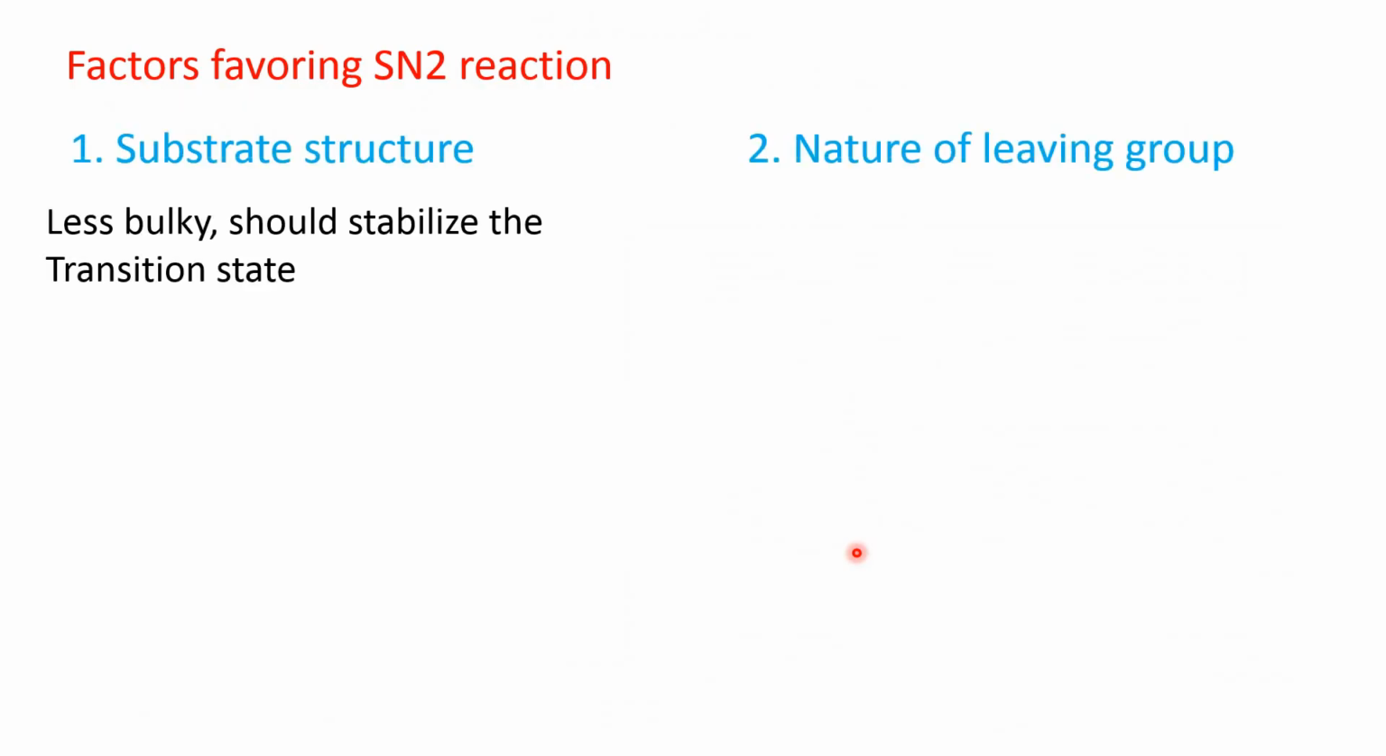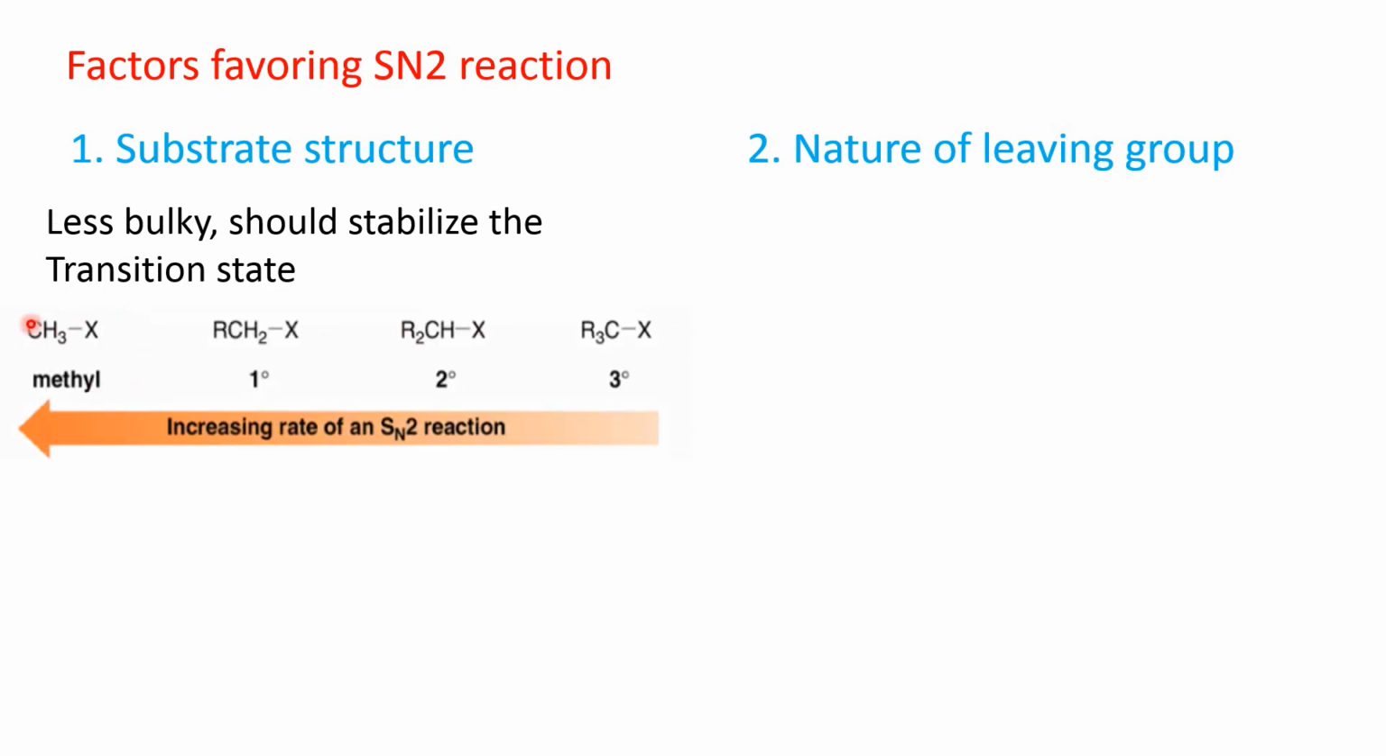Now factors favoring the SN2 reaction. Substrate nature. Here less bulky should stabilize the transition state. SN2 is already a single step, and in the rate determining step, 5 atoms or groups are attached to the carbon atom. So the substrate should be less bulky. That is only favorable for the SN2 reaction. Less bulky means the methyl halide will be the most reactive, and then primary alkyl halide, then secondary; tertiary will not undergo SN2. Only secondary alkyl halide undergoes both SN1 and SN2. So the reaction rate increases in this direction.